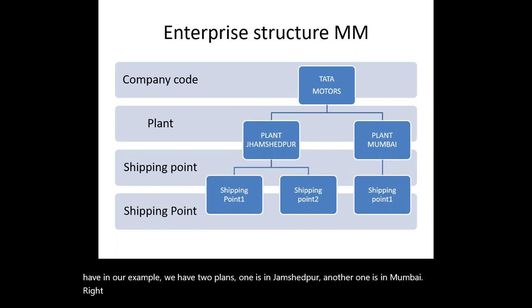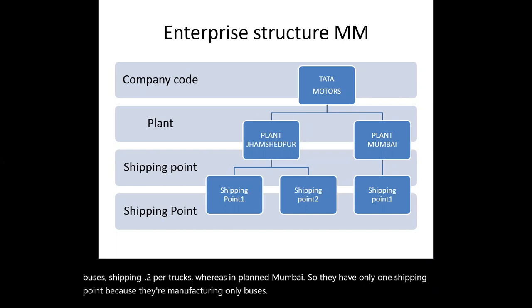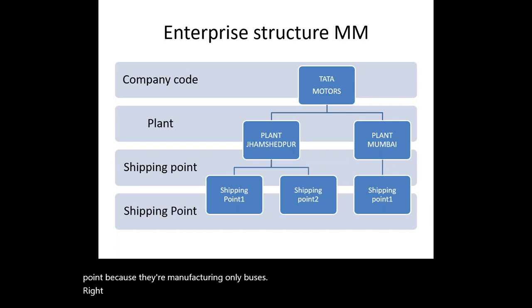Our plant Jamshedpur has 2 shipping points. One is shipping point 1 for buses, shipping point 2 for trucks. Whereas plant Mumbai has only 1 shipping point because they are manufacturing only buses, right? So in this screen, we can see plant. Plant is the highest organizational unit in materials management. So basically, plant will be defined by the team.